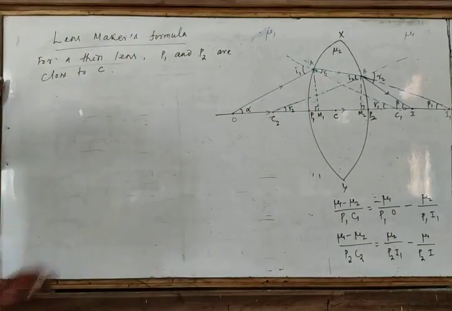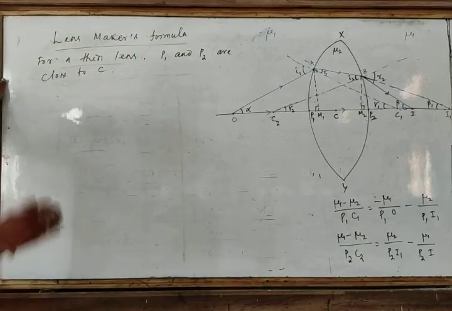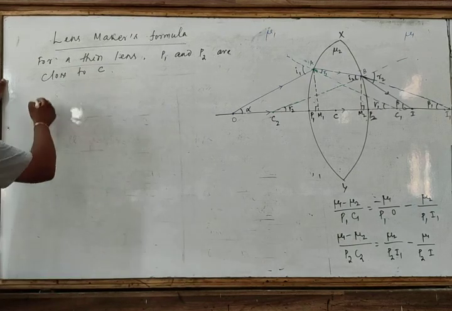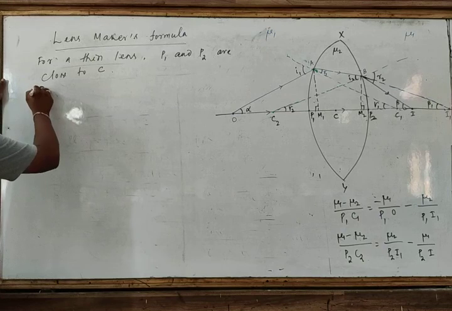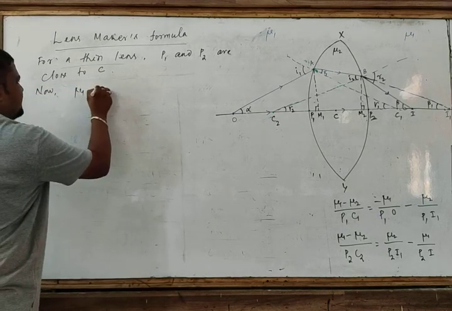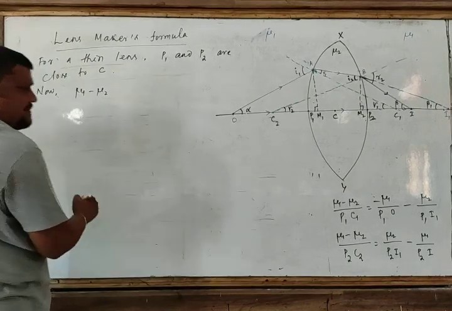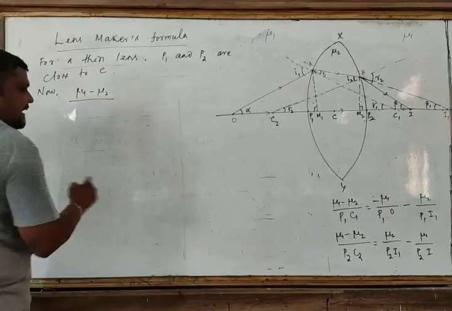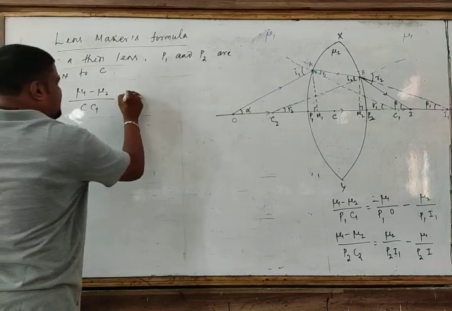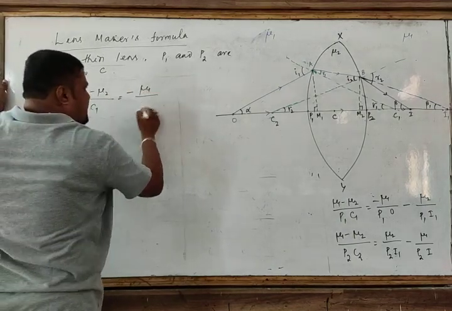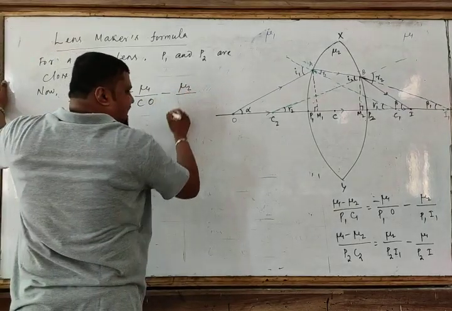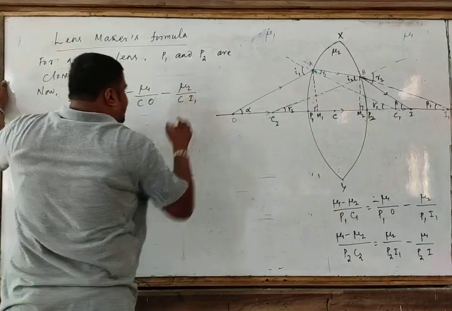Here, for a thin lens, P1 and P2 are close to C. Now we replace P1, P2 by C. Now I will write the expressions. Look at the right side: mu1 minus mu2 divided by CI1 equals minus mu1 by CO minus mu2 divided by CI1.